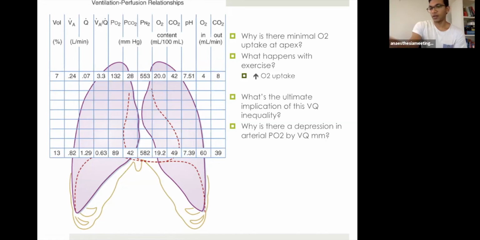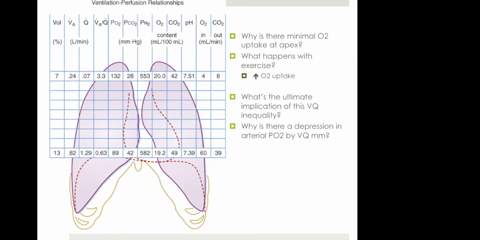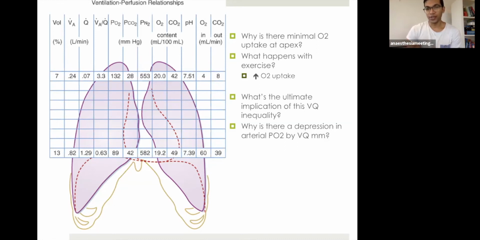And then this question's a bit vague, but when they talk about this in West, what's the ultimate implication of this VQ inequality when there isn't exercise happening or recruitment and distension? It's that you can never get to that optimal VQ ratio because of this VQ inequality. Because of that spread of VQ numbers, you'll never be able to get as high an oxygen level, a PO2 level in the blood, and most efficient elimination of CO2, no matter what you do, because you've got this vast spread of VQ ratios.